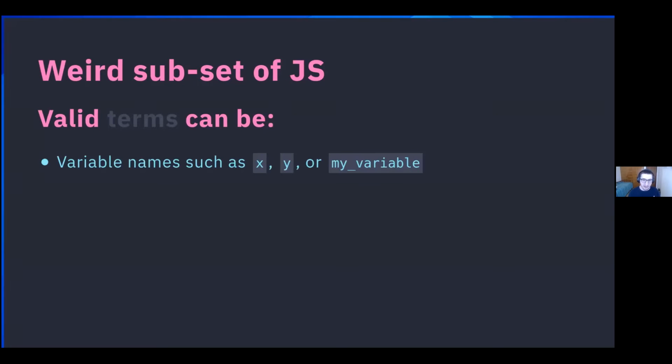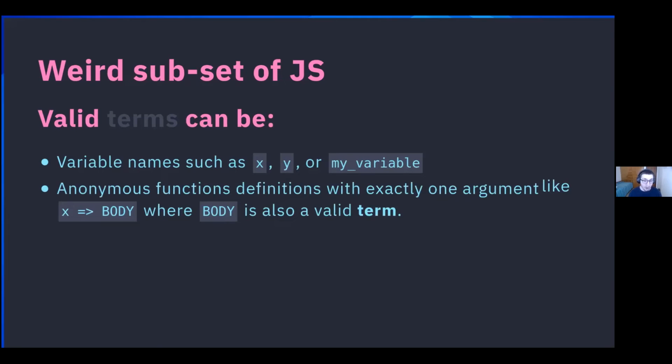And a term can be either the name of a variable. You can type the name of the variable. You can define anonymous functions with exactly one argument. In JavaScript, we do that with the arrow syntax, the fat arrow. So x, fat arrow, and then the body, where the body is also a valid term. You may also use parentheses to say where the body of the function ends.